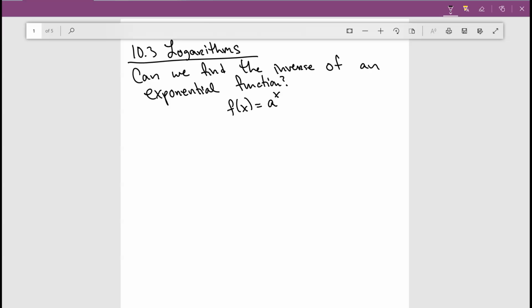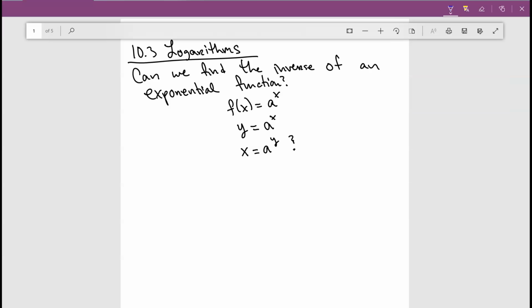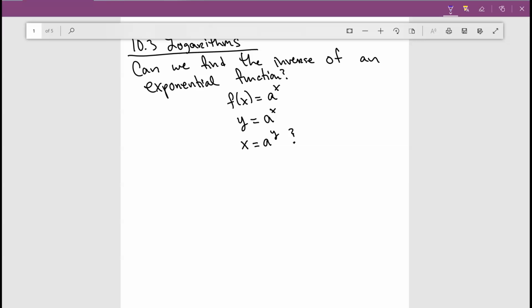Remember, in order for me to find this inverse, I'm going to change this f of x to a y. Then I'm going to flip the x and the y, so x equals a to the power of y. Can we solve this? Well, we can't divide by a, we can't divide by y, we can't do any of that stuff because the y is on the exponent. We don't know how to get rid of it. So at this point, we hit a brick wall and we want to do something different. We're going to introduce a new notation.